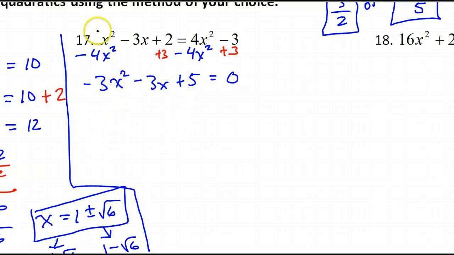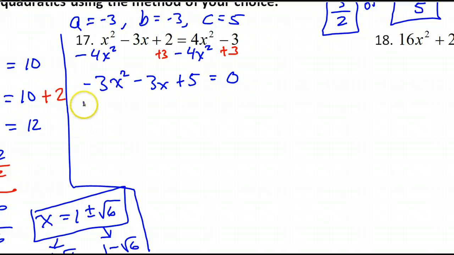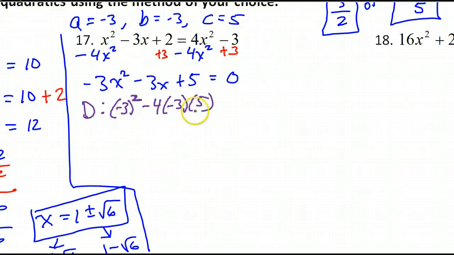So, now that it's in standard form, what we know is that A is -3 and B is also -3 and C is 5. Okay, so let's start off by finding the discriminant. Alright, the discriminant is b squared minus 4ac. So b squared, we're doing -3 squared, minus 4 times negative 3 times 5.